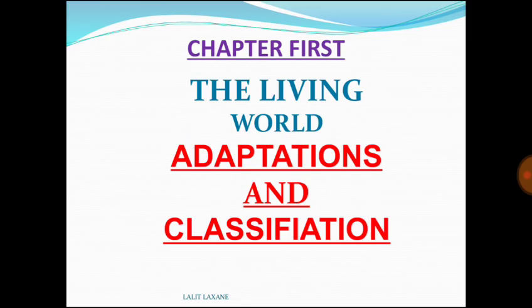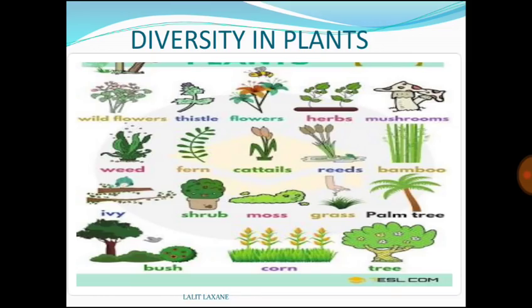So this is Chapter 1, The Living World: Adaptations and Classification. In what different ways is the diversity in living things seen? A great variety of plants is found on the earth. Some plants have colorful flowers. Some plants grow in water, whereas some are found in deserts, which have scarcity of water. Some plants are found only in snowy regions. Some plants cannot be seen without a microscope, whereas some are huge in size.